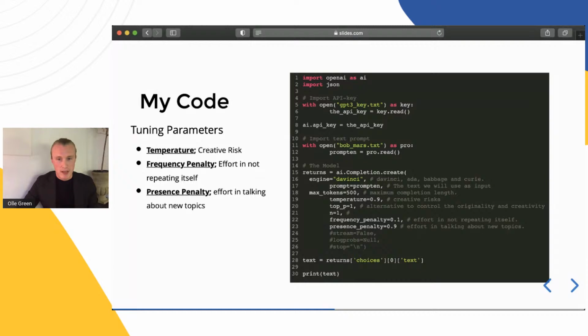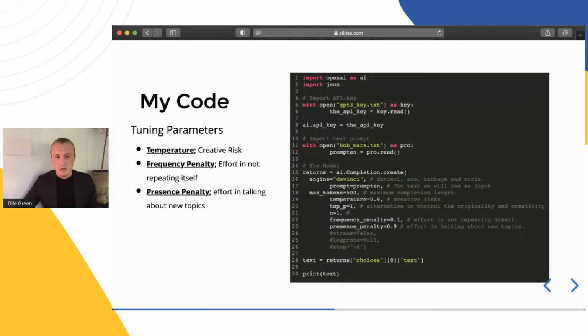Frequency penalty is basically effort in not repeating itself. Once again, if you've given it a few examples to follow, you can make the algorithm say, no, I want you to, well, for sure look at this, but I want you to really try to find some new way of explaining or writing this out in the results. And then finally, the presence penalty, which is about talking about new topics. We're going to go more into that when I'm talking about my book specifically, because it can generate some very interesting results overall. So this is basically it.